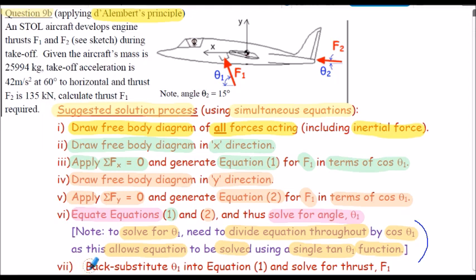Once the value of theta 1 is found, we can back substitute theta 1 into any of the equations. I'm suggesting here equation 1, and that will allow us to solve for the value of the thrust or force F1. So that's the suggested solution process for question 9b. Slightly more complicated in the latter part of the solution process because the transposition is slightly more difficult. So again, I would encourage you to stop the presentation and attempt question 9b.